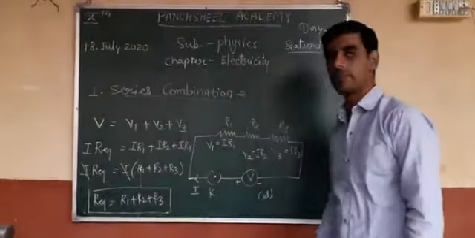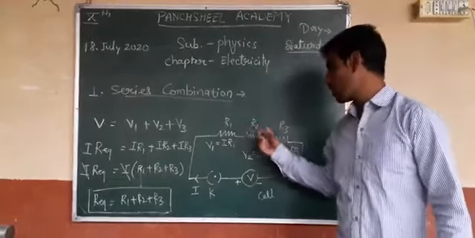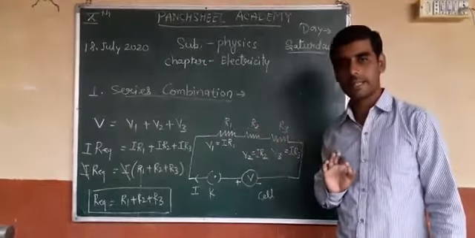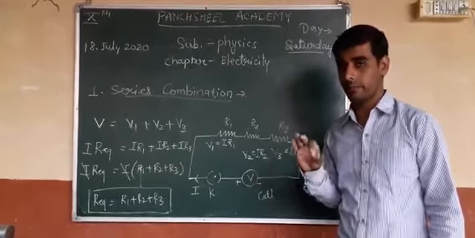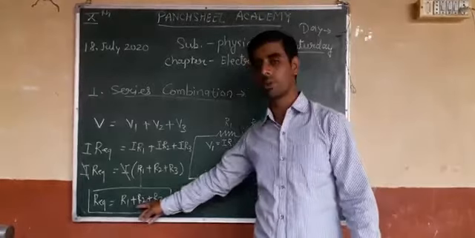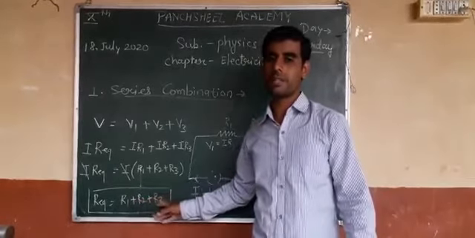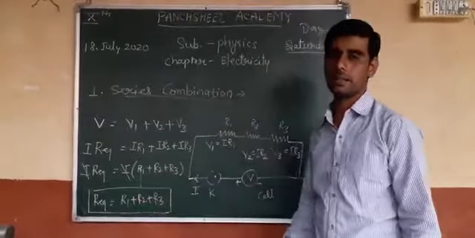So this is a very important relation. Suppose R1, R2 and R3 are three resistances connected in series, then the total resistance or equivalent resistance or effective resistance of the circuit is equal to the summation of these three resistances R1, R2 and R3.